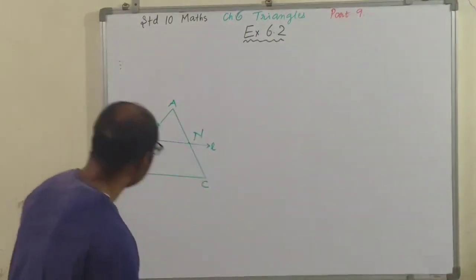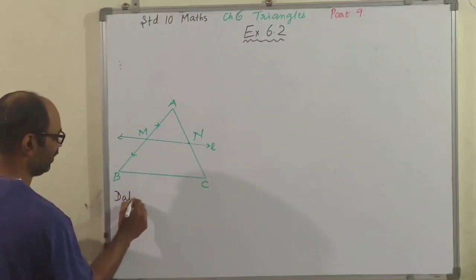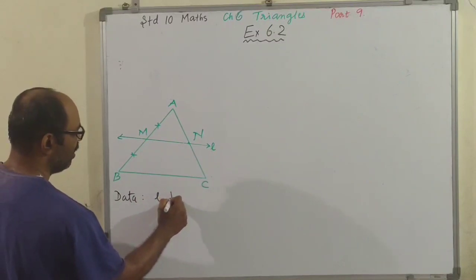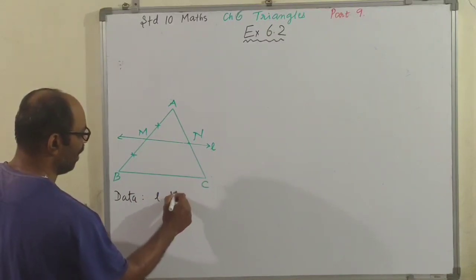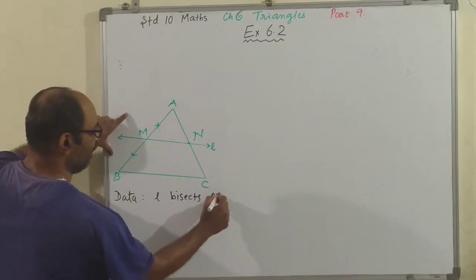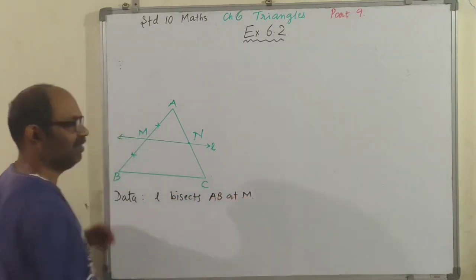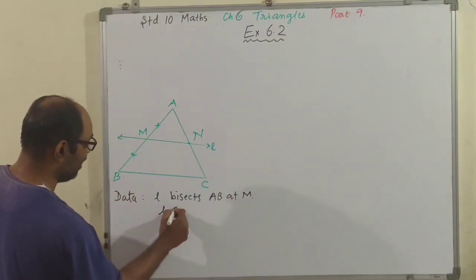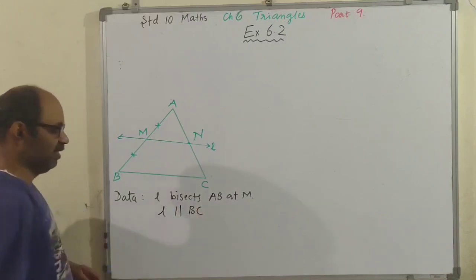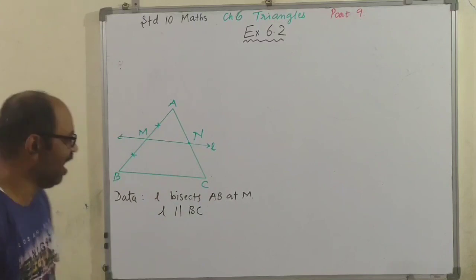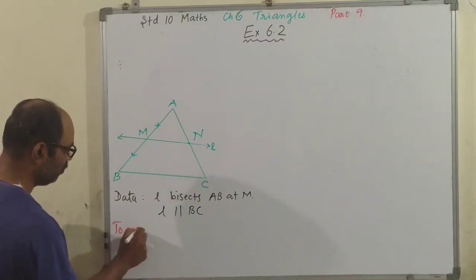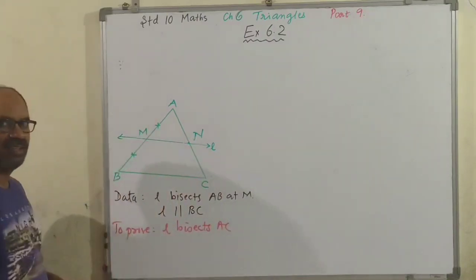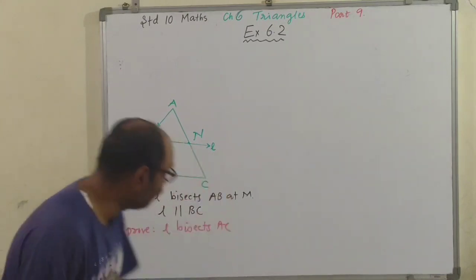Okay. I'll write the data here first. Data. Draw the figure first, then write data. L bisects AB at M. Correct? That means L is passing through the midpoint. And L is parallel to BC. This is all that we have in the data. This much is the information. To prove: L bisects AC also, the third side. Okay. Proof.